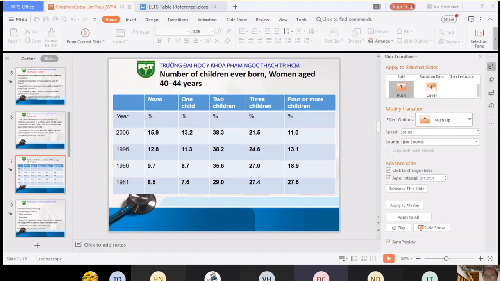The women give birth to none of children account for the smaller percentage. In what year? In 1981. In 1981. Okay. Thank you for your answers. Now you can mute yourself.